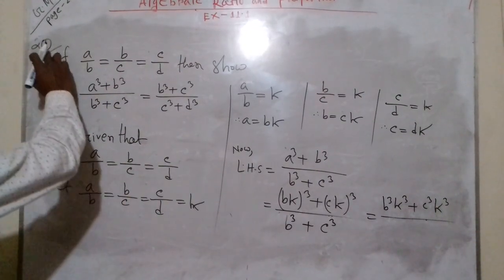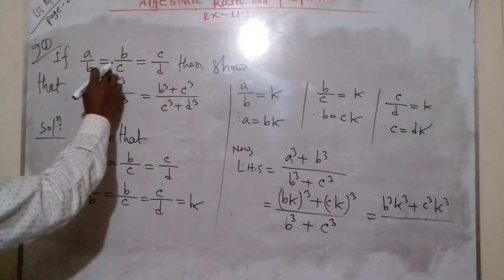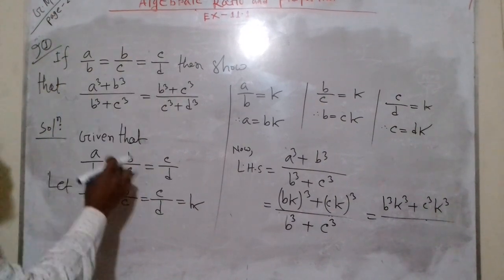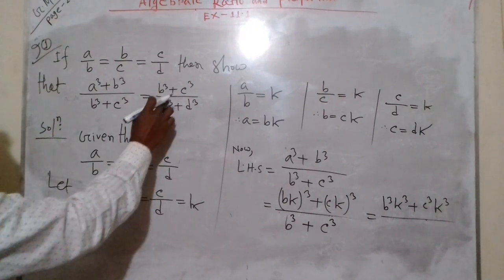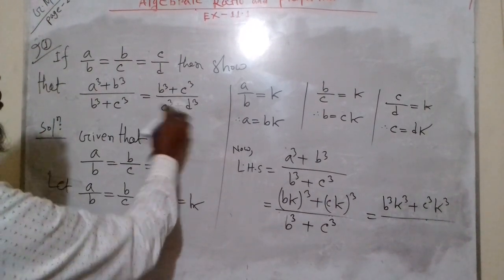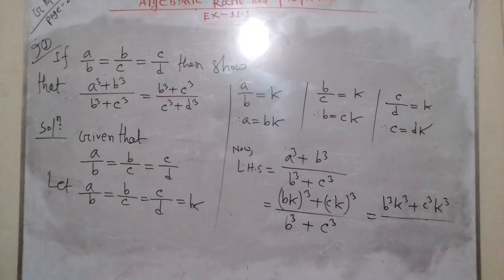Problem number 9 of 1. If a/b = b/c = c/d, then show that (a^3 + b^3)/(b^3 + c^3) = (b^3 + c^3)/(c^3 + d^3).